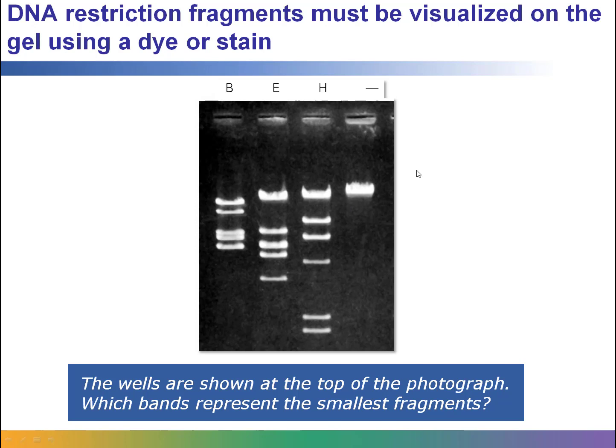Very large pieces of DNA appear as a smear close to the well. The bands at the bottom of the gel are the smallest fragments because they migrated faster and therefore traveled a larger distance from the well.